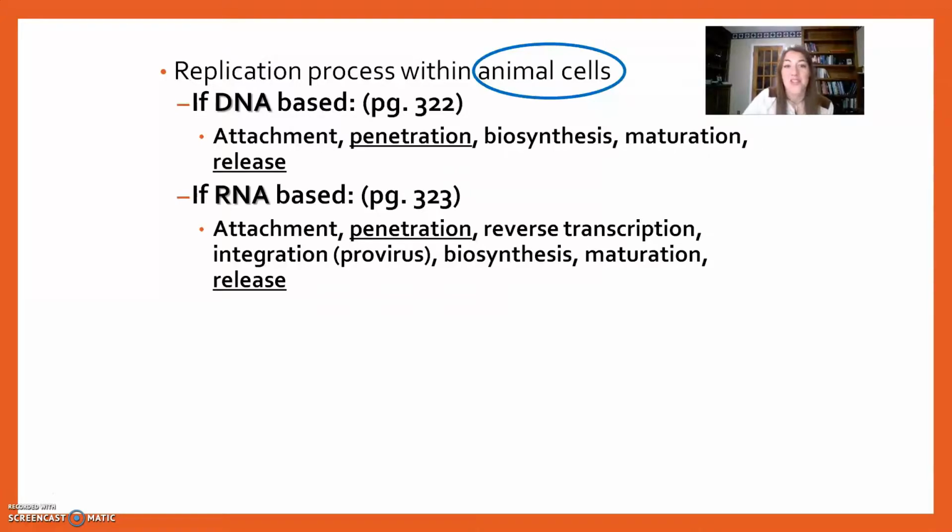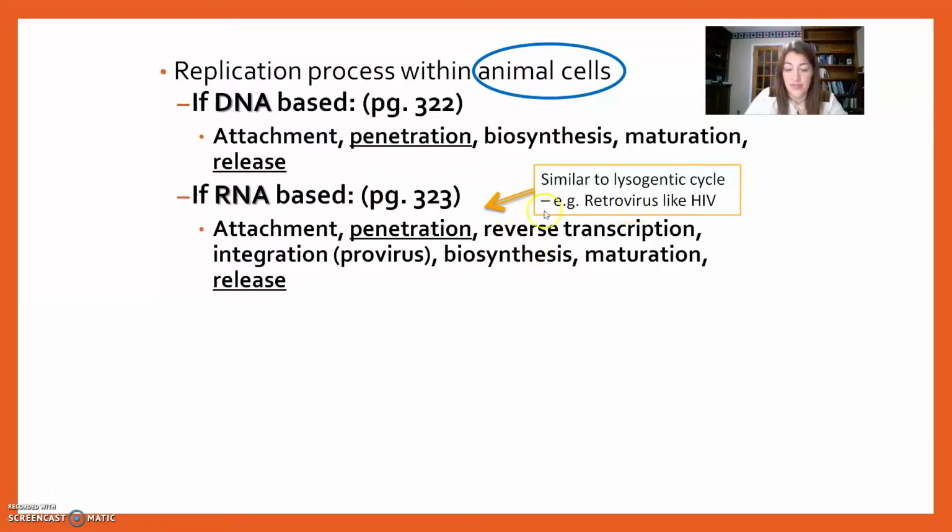Let's look into the replication process within animal cells now. So if DNA is the base, what will happen is you have attachment, penetration, biosynthesis, maturation, and release. So very similar to what happens in a bacteriophage. If it's an RNA-based virus, then you're going to have attachment, penetration, and here are the new steps: reverse transcription, integration, which is called a provirus here, biosynthesis, maturation, and release.